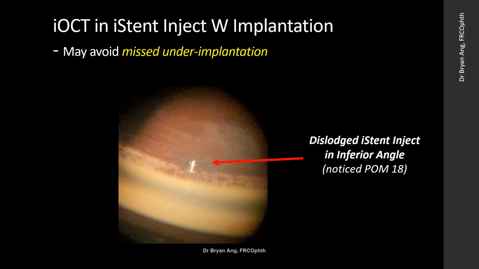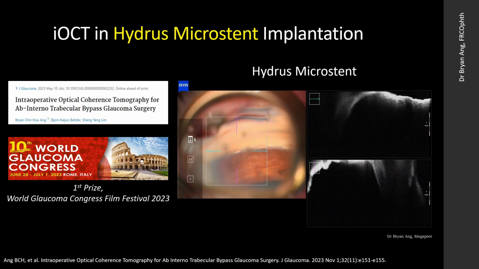Under-implantation, of course, is not without sequelae. This was a patient referred to me with a dislodged iStent Inject for management. Over the course of follow-up, the iStent device was noticed to have dislodged completely and was now resting in the inferior angle of the eye. It was likely to have been under-implanted in the first place, and this again could have been avoided with the use of the iOCT. The iOCT can also be useful during implantation of the Hydrus Microstent.